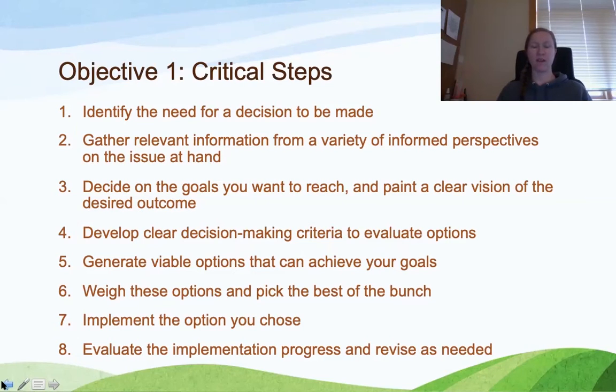Once you've identified that you need to do something different, the next step is to gather critical pieces of information from a variety of informed sources. So if you're only relying on your own perspective and your own information and not considering the whole picture, you're going to very likely miss something. And so this takes some thought and some effort to make sure that you are gathering relevant information, those key crucial pieces of information that are going to help you along your decision-making process.